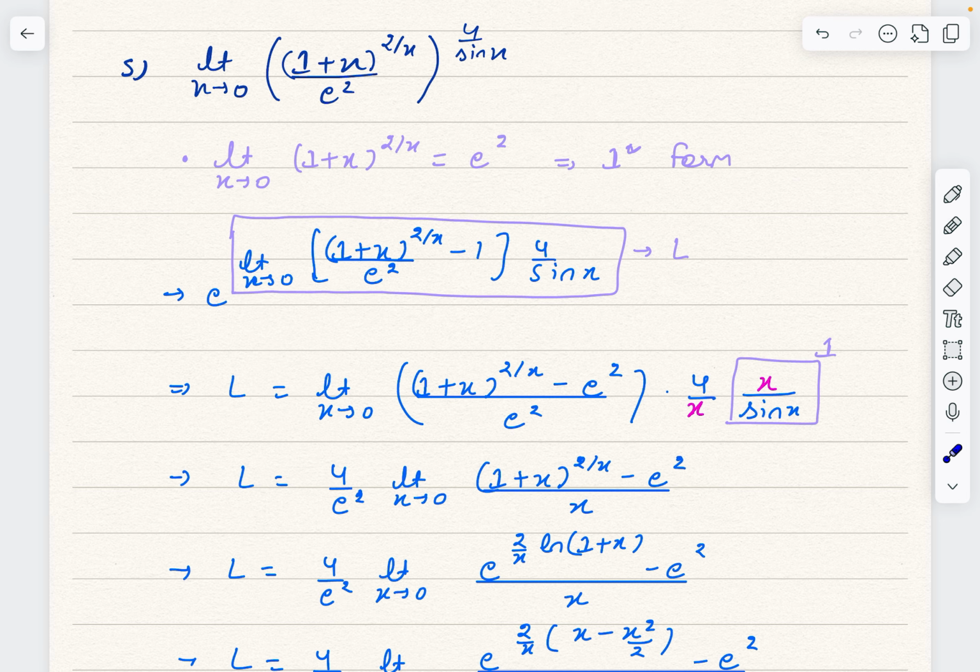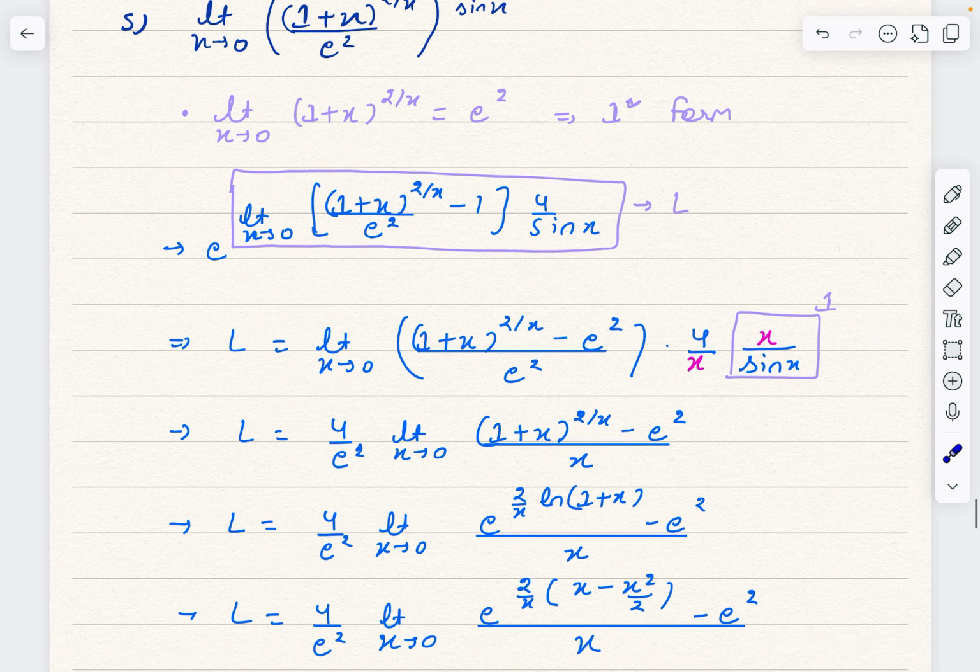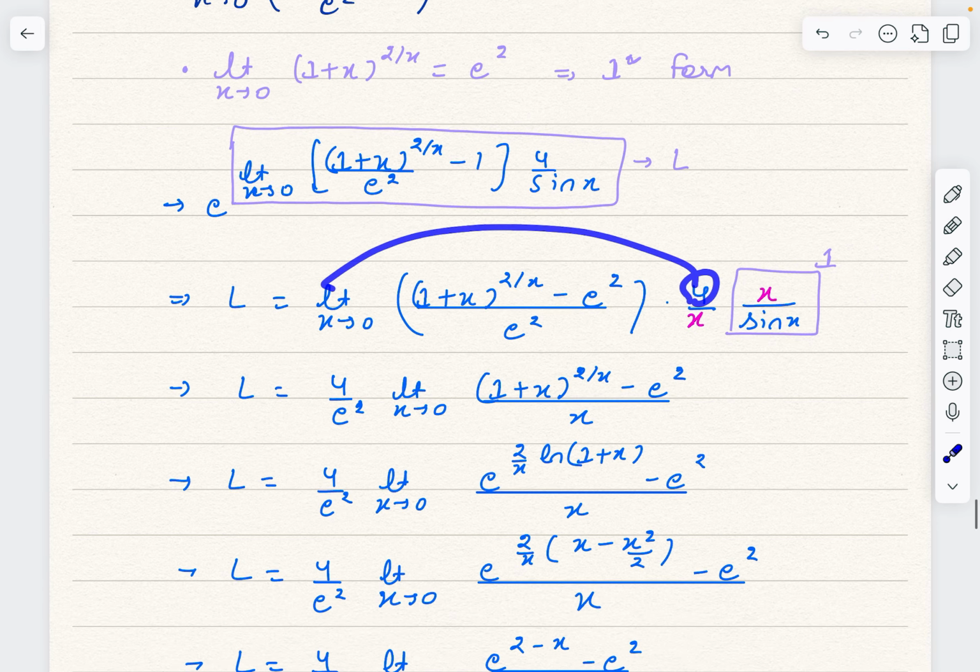See, you take LCM here, you get ((1 plus x) power 2 by x minus e square) divided by e square into 4 by sine x. To settle this 4 by sine x, multiply and divide by x, so this x by sine x will just become 1. Okay, leave it now. This 4 we can take outside and this e square we can take outside. We just get limit x tend to 0, ((1 plus x) power 2 by x minus e square) by x.